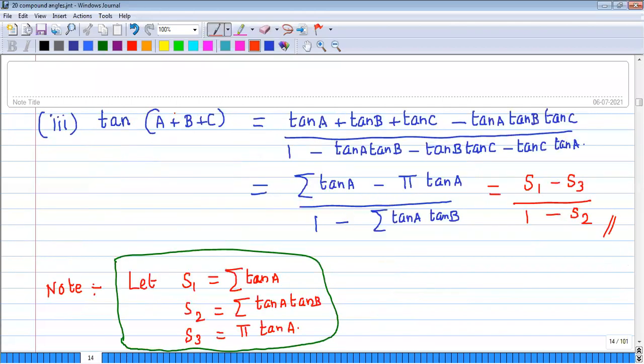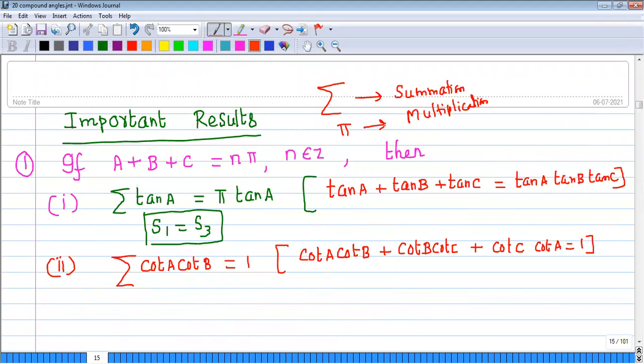Right. Okay. Enough. Don't read out the formula. Just briefly read out this one: tan of A plus B plus C. Now don't read out all these things. So next is important result.